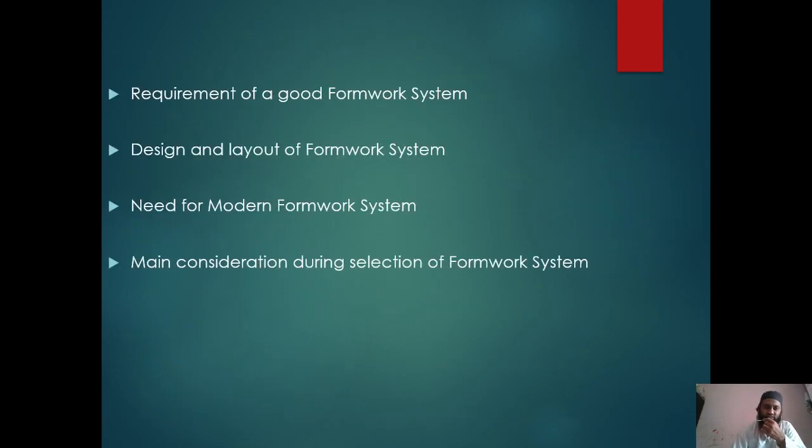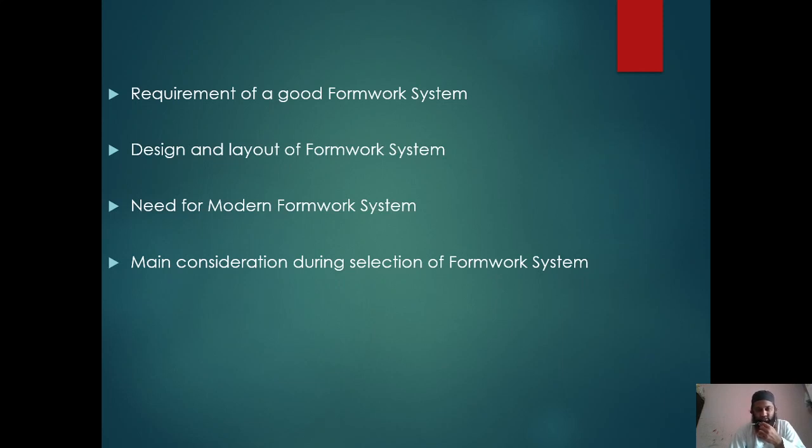The requirement of a good formwork system is very important, as I told you in the previous classes also. If we don't take a proper formwork system, then there are chances of accidents, as well as chances of the time increasing, and that leads to an increase in the cost of the building also. The design of the layout of formwork should also be proper. It should be as per the need, or else different adjustments are needed on site. The need for a modern formwork system is very essential.